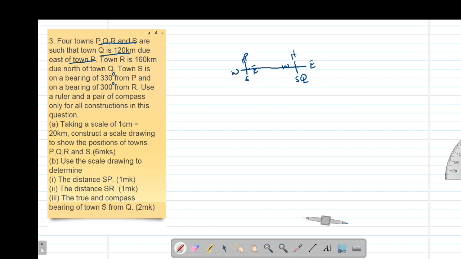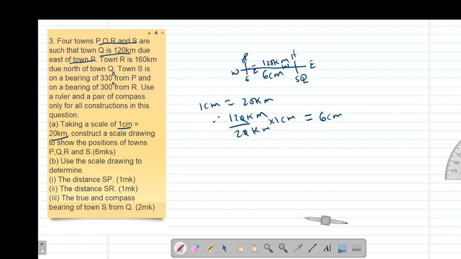So we are told that the distance from Q to P is 120 kilometers. So this is 120 kilometers. Then I need to convert it on the scale. I'm given a scale of 1 centimeter to represent 20 kilometers. So if 1 centimeter is equal to 20 kilometers, what about 120 kilometers? So this will be 120 kilometers over 20 kilometers multiplied by 1 centimeter, which is going to give us 6 centimeters. So when we are drawing to scale, we are going to measure 6 centimeters using our ruler.